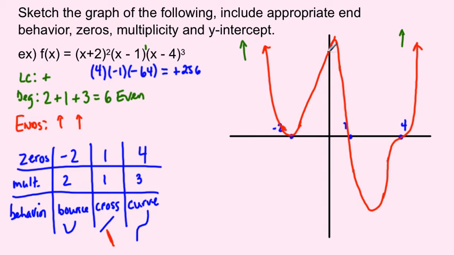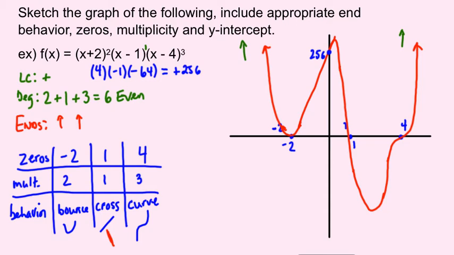Last thing I'm going to do to make my teacher happy, I'm going to quickly go back and relabel these so you can see them. That's 4, and they wanted the y-intercept labeled. We said that that was at 256. Done. That is my sketch.